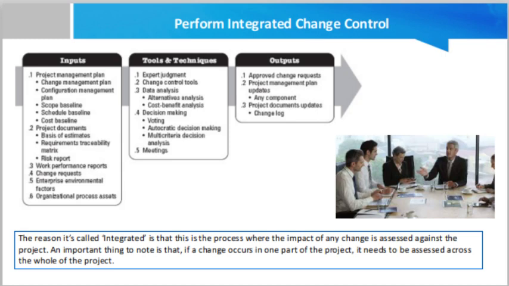Now, the tools and techniques. The various tools and techniques in the integrated change control process are expert judgment, meetings, change control tools, decision making, and data analysis. Expert judgment. Expert judgment may consist of opinions and advice from the project management team along with the stakeholders' expertise. Meetings. In the case of the Perform Integrated Change Control process, meetings are usually referred to as change control meetings.